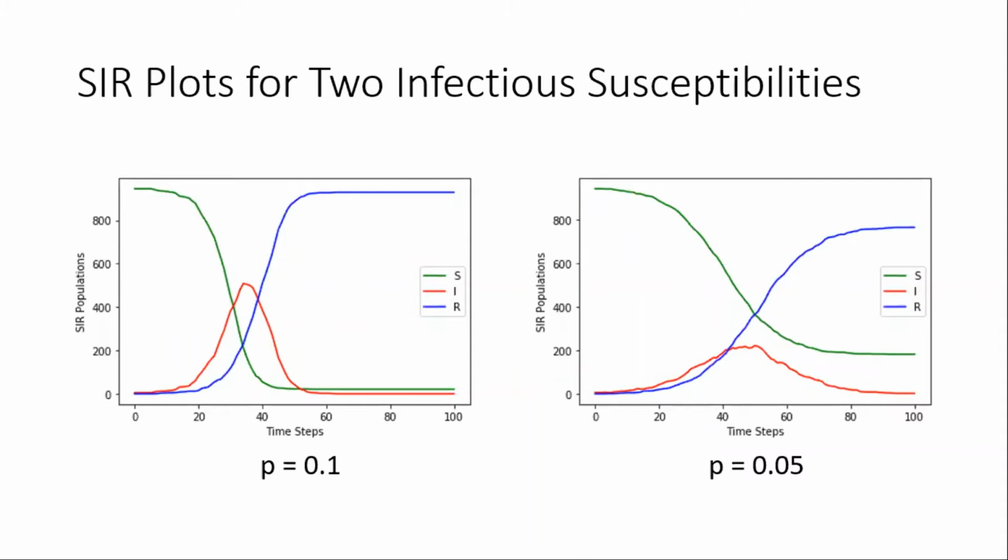So from this campus model, we are able to generate population plots of the susceptible, infected, and recovered individuals. We have here two different plots based on two different infectious susceptibilities, which are just the probabilities of getting infected after coming into contact with an infected person. This first one is for a probability of 10%, whereas the second is for a probability of 5%. These probabilities can be changed based on factors such as proper mask wearing and social distancing. And we can see just a small change to 5% greatly flattens out the infected curve and leaves many more people from becoming infected. So from this, we can see how important such measures as masks and social distancing can be.